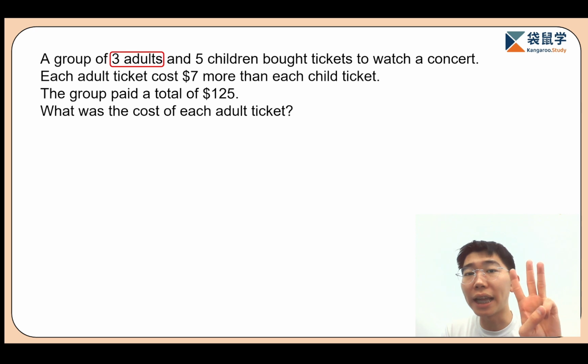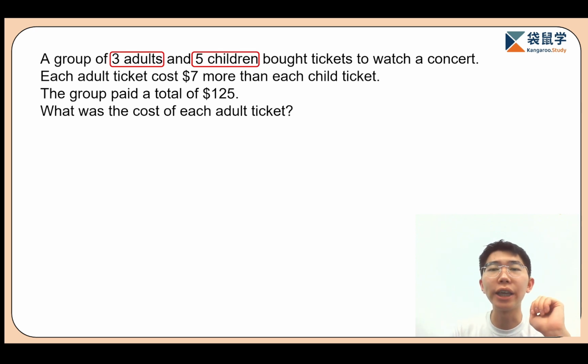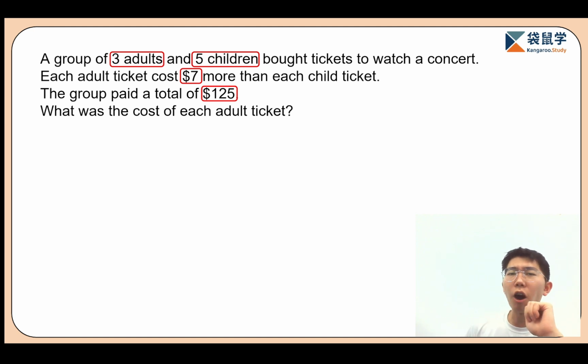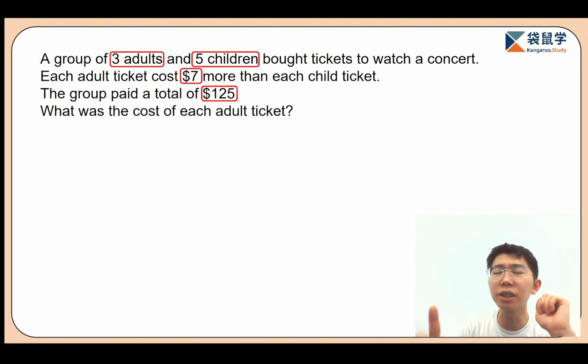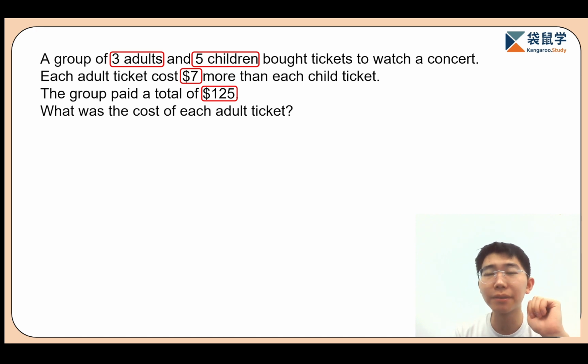A group of 3 adults and 5 children bought tickets to watch a concert. Each adult ticket cost $7 more than each child ticket. The group paid a total of $125. Now let's recall from last video. When we encounter a word problem with so many conditions, what is the best way to visualize these conditions? Draw models.